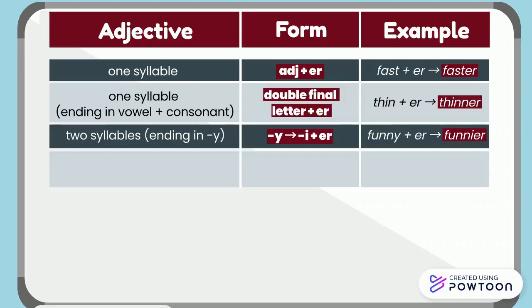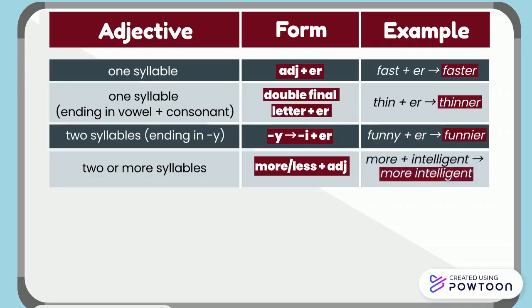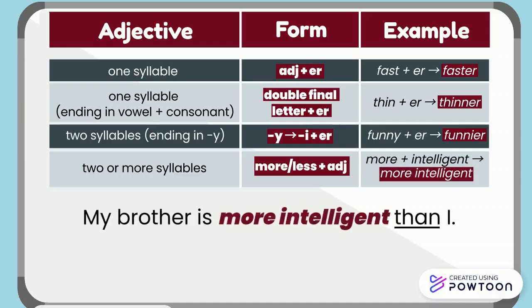For adjectives that are two syllables or more, we use the word more or less before the adjective. Intelligent becomes more intelligent or less intelligent. You could say, my brother is more intelligent than I.